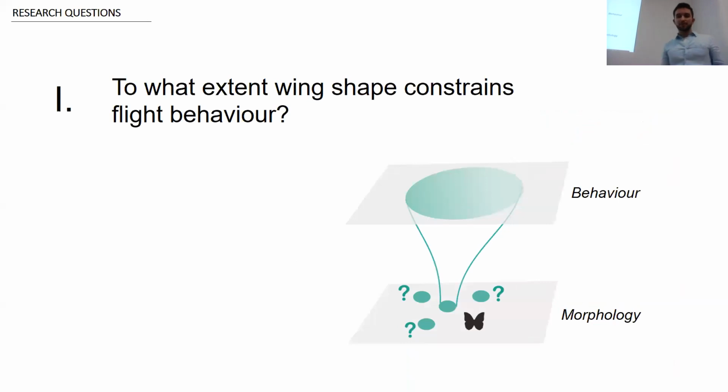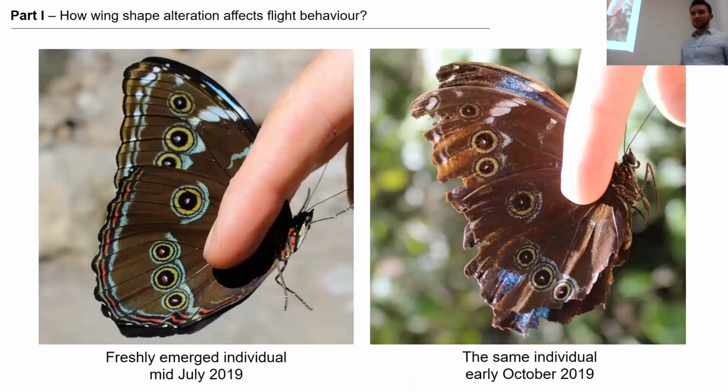To answer my first question, to what extent wing shape constrains flight behavior, I used an original approach that took advantage of what happens naturally in the wild: the changes in wing shape that are due to wing damage. Here you see on the left a freshly emerged butterfly with intact wings. This butterfly was marked and captured again two months later with, as you can see, substantial wing damage. Wing damage is actually very common in adult butterflies. You can see many damaged individuals in the forest.